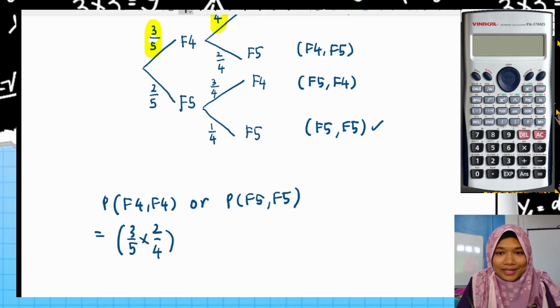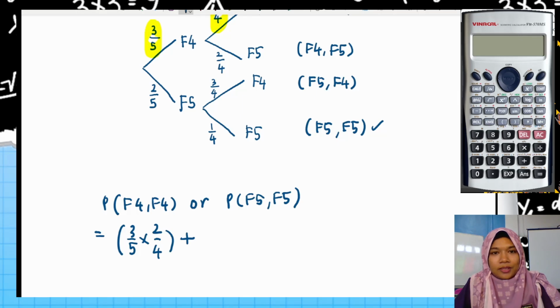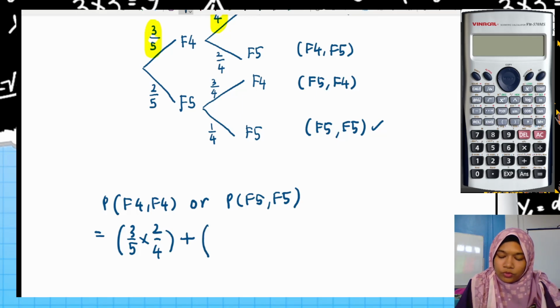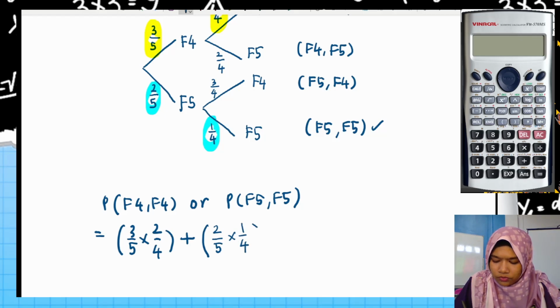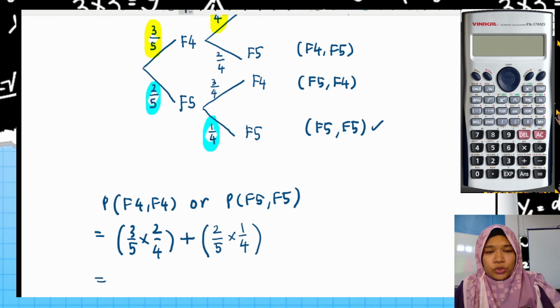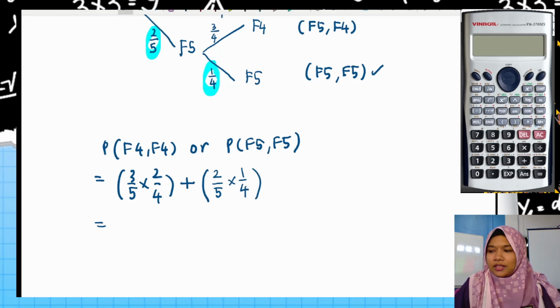Or atau tambah. Okay, probability to get Form 5 and Form 5. Form 5, 2/5 and Form 5. So, kena darab. Multiply. 2/5 times 1/4. Okay, tak payahlah dah congak-congak. Okay, tekan kalkulator. Jom tekan kalkulator. Mana kalkulator?